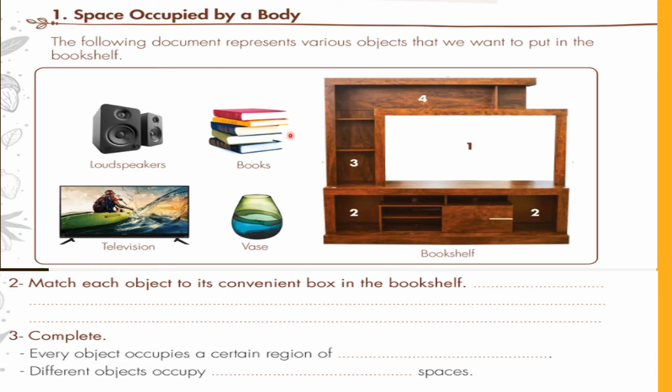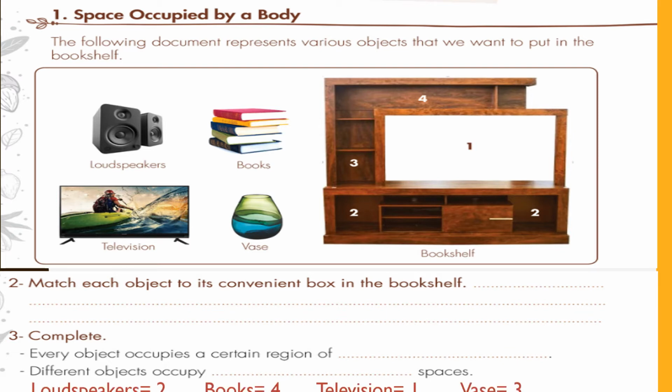What about the books? Where can we arrange them or put them? Yes, we can put them up here. We will arrange them on the shelf number 4. The television. The television is the biggest one. It has its own place. It has the largest space. It is here in number 1. What about the vase? The vase will be placed here in number 3 because it fits here.